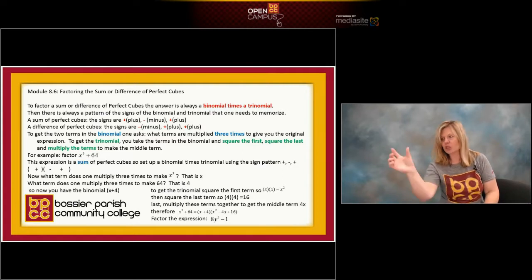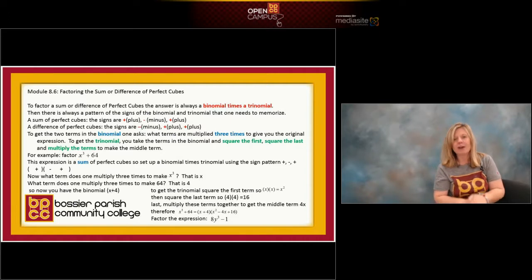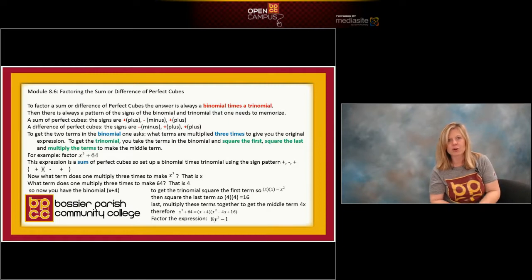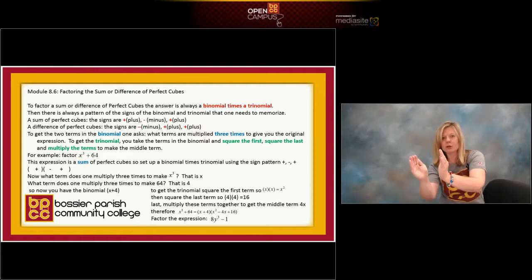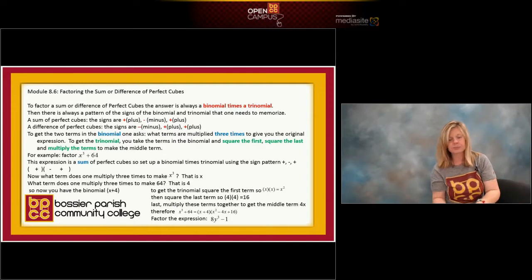Now, I know what you're thinking. I bet you were thinking it would just be 3 sets of parentheses. You're wrong. So everybody listen to me. Memorize your facts. To factor a sum or difference of perfect cubes, it's always going to be a binomial, 2 terms, times a trinomial, 3 terms. Always.